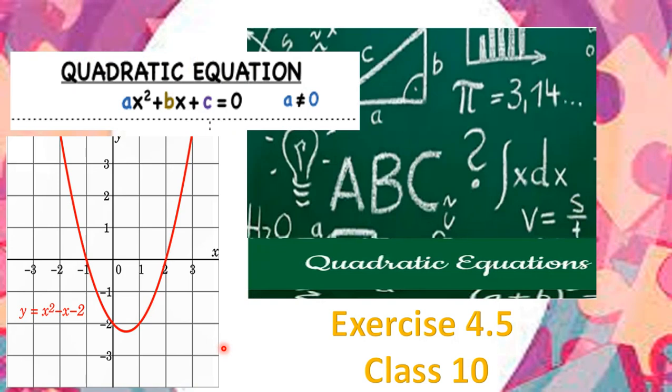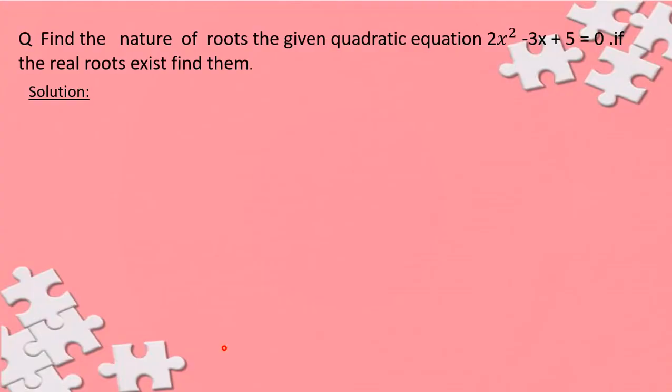Hello students, in today's session we are going to solve problems of quadratic equations, class 10th exercise 4.5. So let's solve the problems. The first problem asks us to find the nature of the roots of the given quadratic equation 2x² − 3x + 5 = 0. If real roots exist, find them.